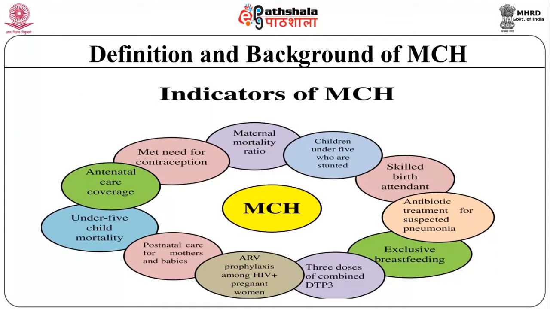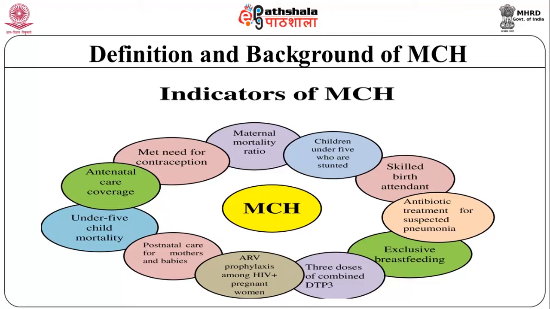Now, what are the indicators of MCH? Let me tell you. According to WHO, there are 11 indicators of maternal and child health, which are as follows. Maternal mortality ratio, children under 5 years who are stunted, under 5 child mortality with proportion of newborn deaths, skilled birth attendant, met need for contraception, antenatal care coverage, postnatal care for mothers and babies, antiretroviral (ARV) prophylaxis among HIV positive pregnant women to prevent HIV transmission, and antiretroviral therapy for pregnant women who are treatment eligible.